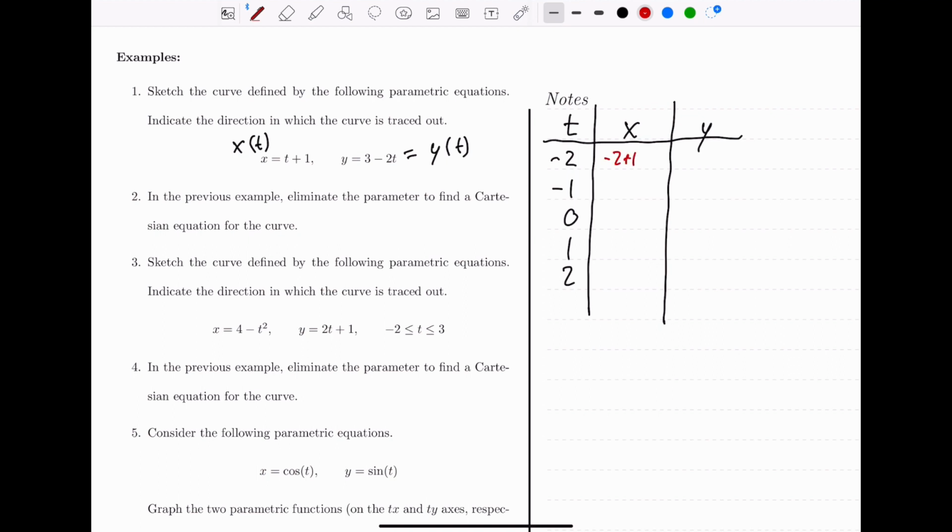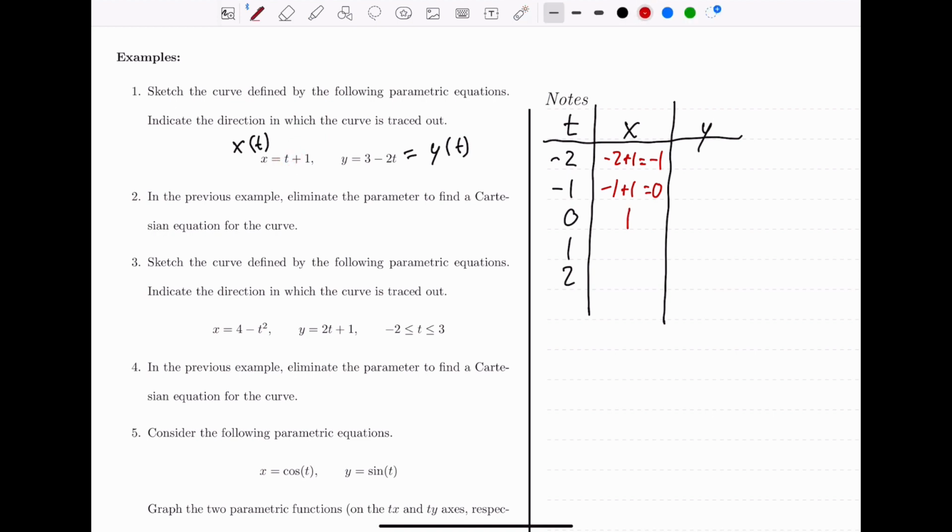-2 plus 1 gives us -1. That's the corresponding x value. Now we plug in -1 for t. -1 plus 1 equals 0. Once again, we're taking this equation for x and we're plugging in different values for t according to our table here. Plug in 0 for t, and x equals 1.